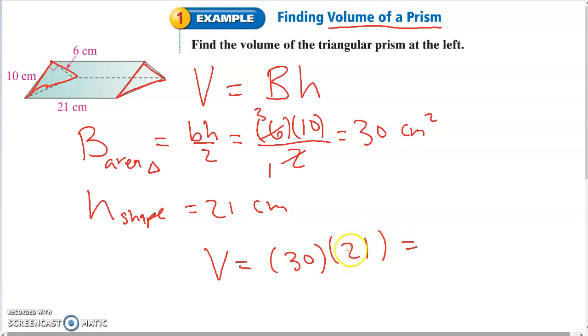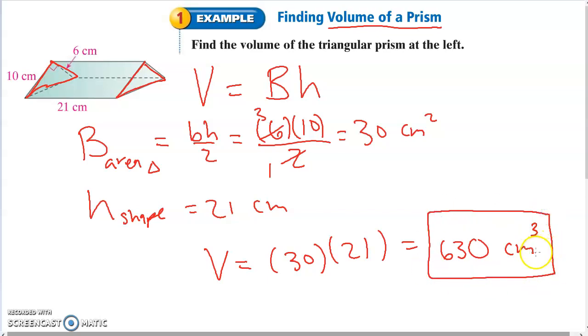Therefore, the volume is going to be the area of the base, 30 centimeters squared, times 21, which would give us 630 centimeters cubed, because volume is cubic. All right. Now, the important thing for this one is that you identified what shape is your base. Our shape was a triangle, so we use a triangle formula to find the area of the base.